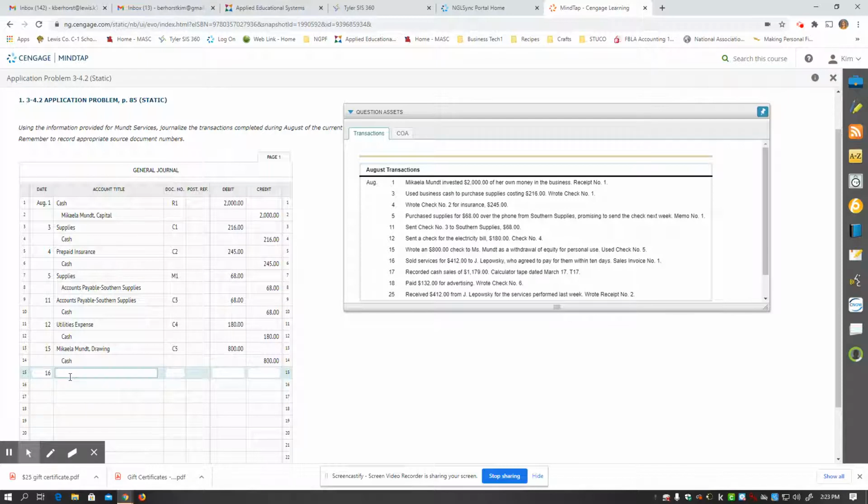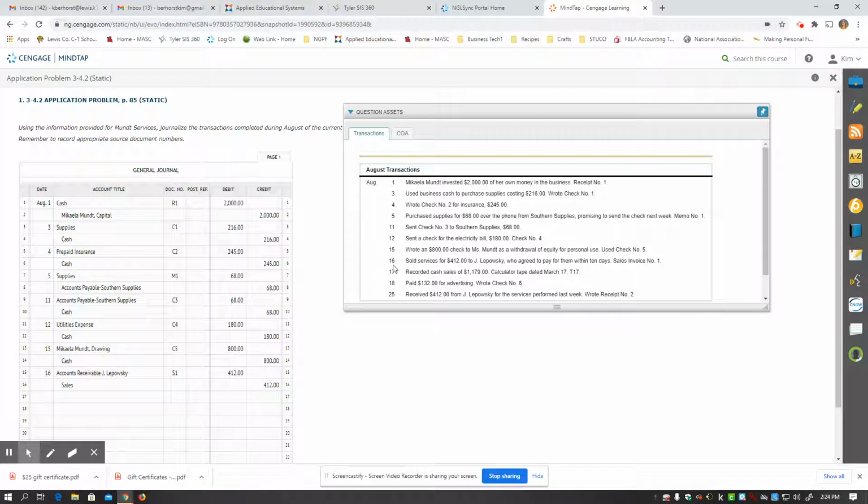On the 16th, we're going to do sold services for $412 to Jay Lepowski, who agreed to pay within 10 days. Sales invoice number 1. So he charged it. We did this, but he charged it. So he has not paid us yet. So we have not gotten any cash. So we can't put cash there. So you put Jay accounts receivable. Okay. Then you put sales invoice number 1. So S1. And it's for the amount of $412. It's a sales. It says right there, sold services. So we sold our services to him, or her, I guess, for $412.